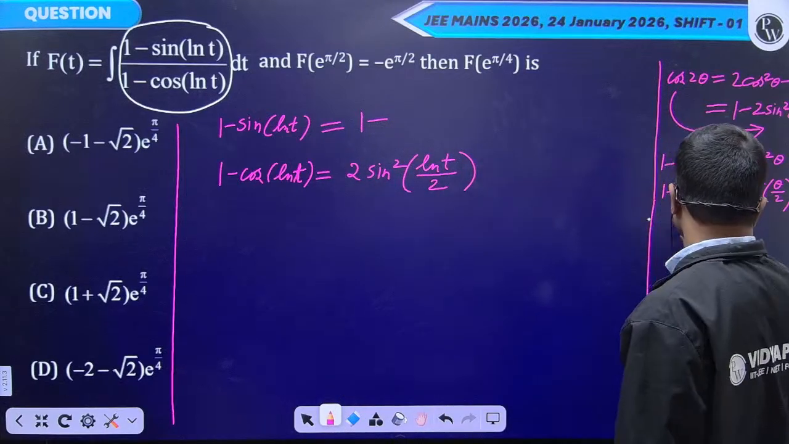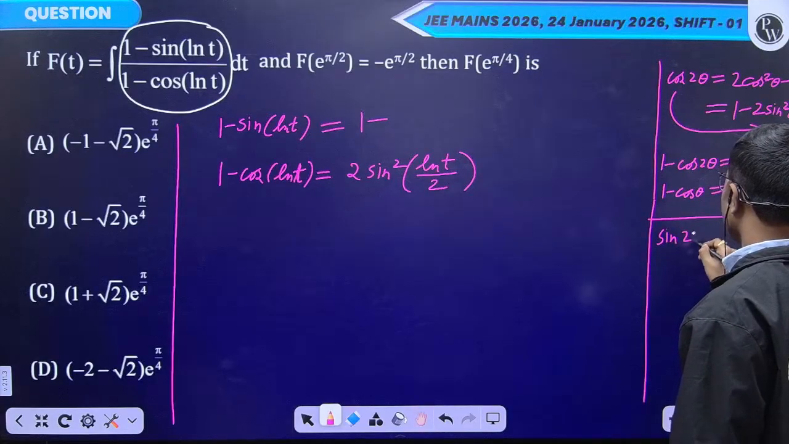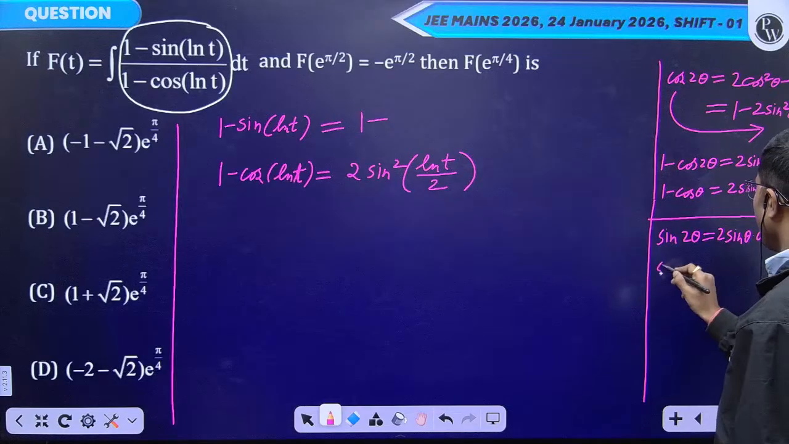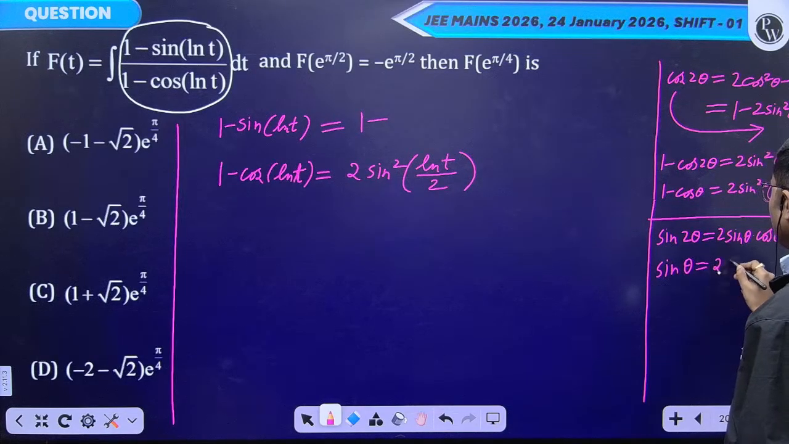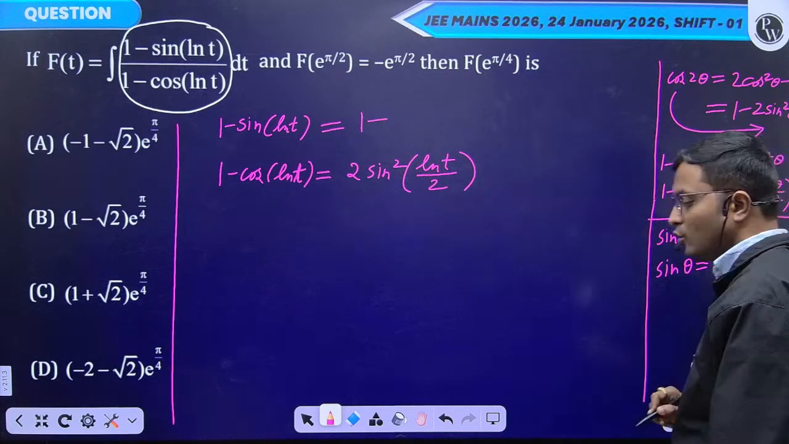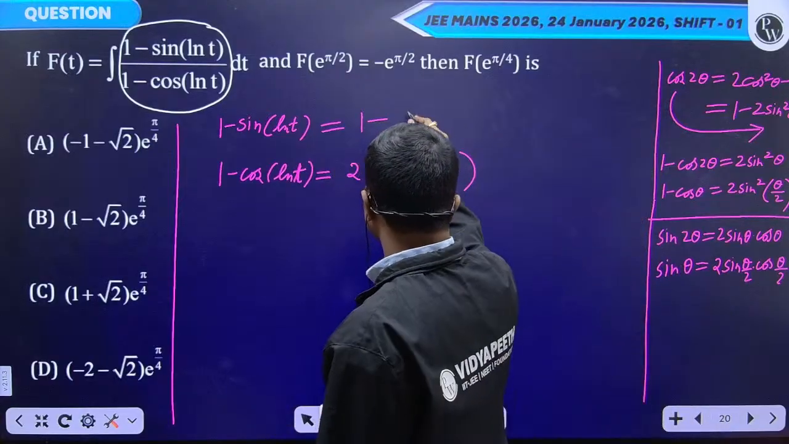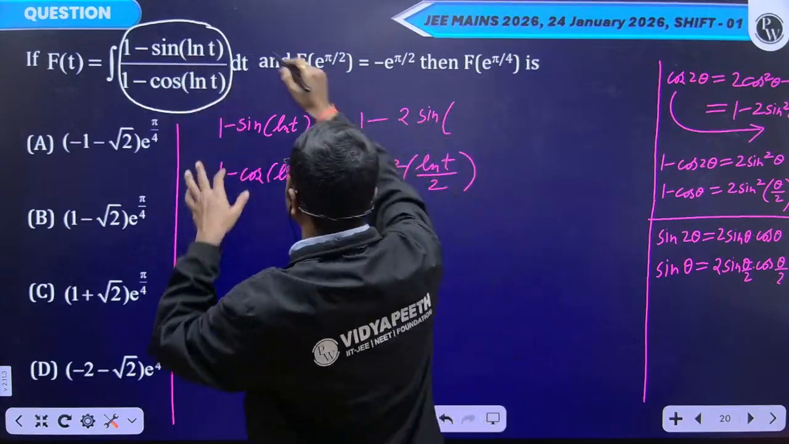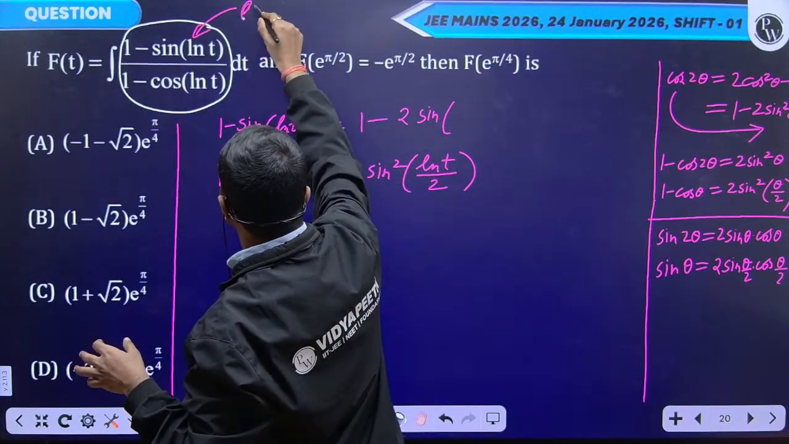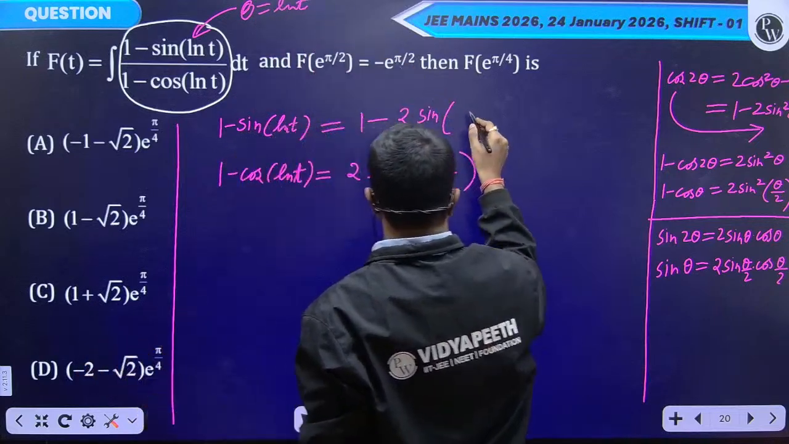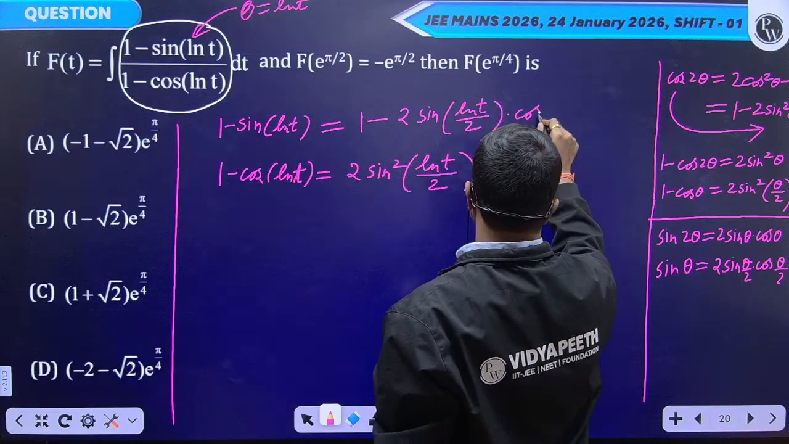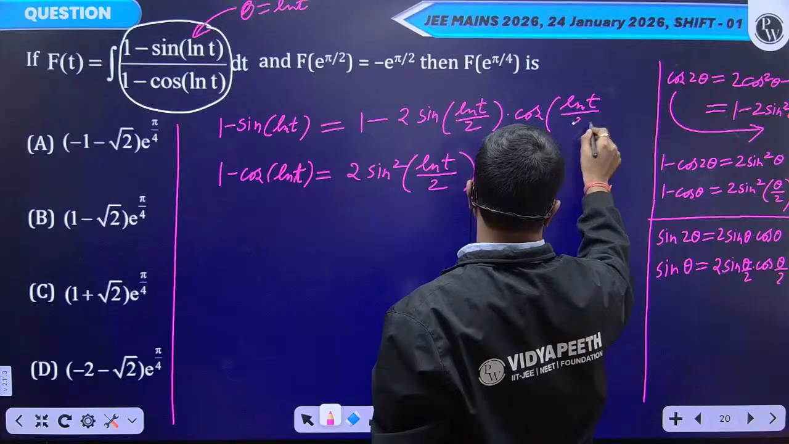We have this formula, again an important formula. Sine 2 theta is what? 2 sine theta cos theta. So what about the sine theta formula? Theta will now become theta by 2 on the right hand side. So 2 sine theta by 2 into cos theta by 2. Let us put it here, 2 sine theta by 2. In the place of theta we have ln t. So 2 sine ln t by 2 into cos ln t by 2.